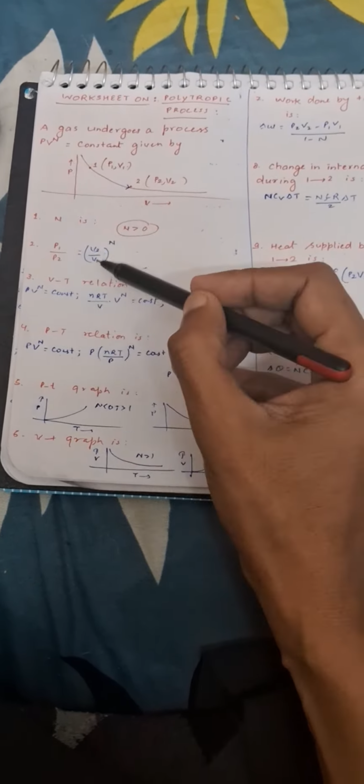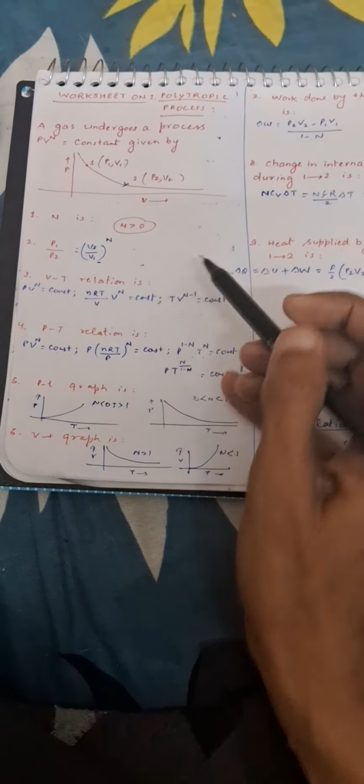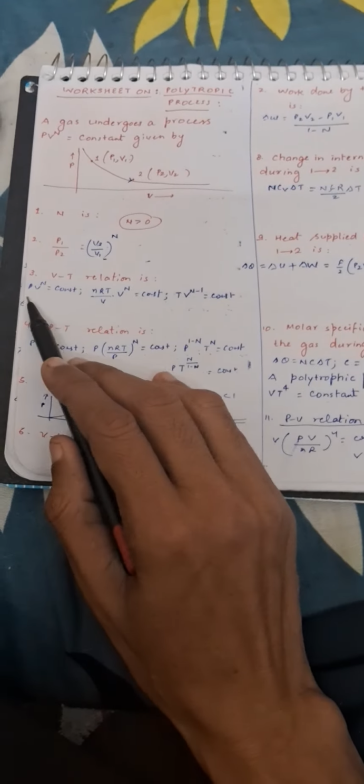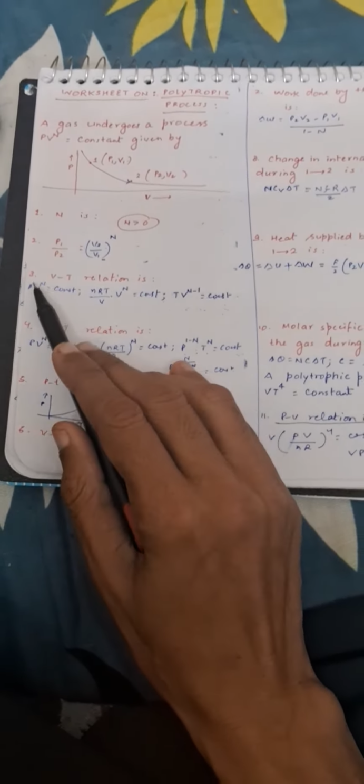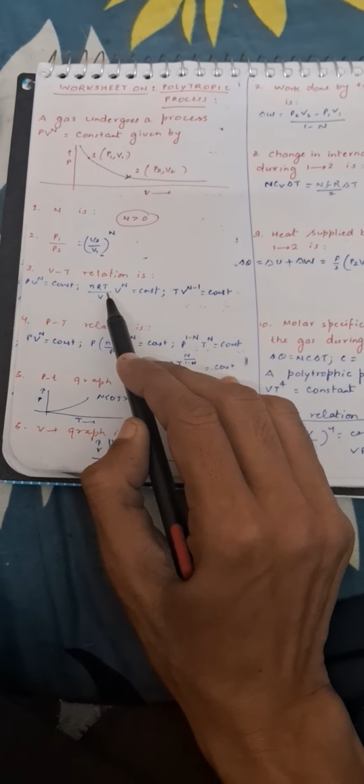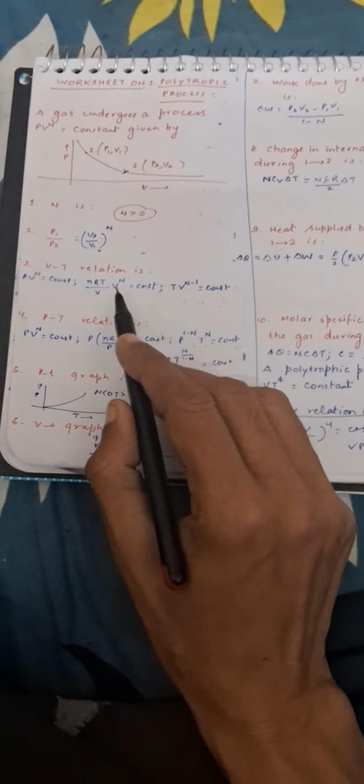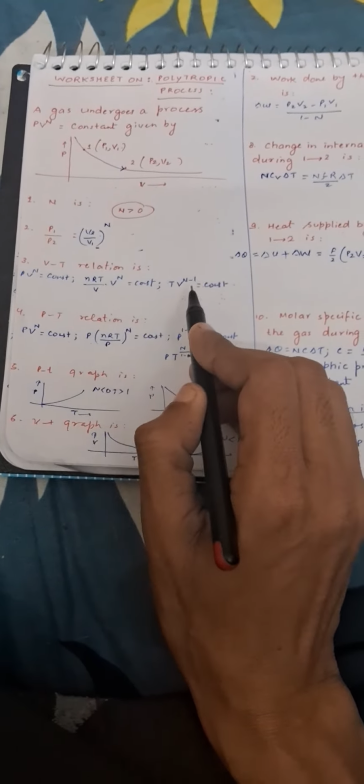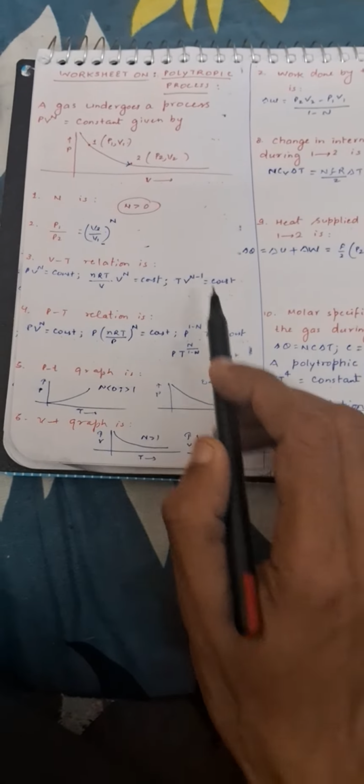Next is P1 by P2. So substituting in the equation, it is (V2 by V1) raised to power n. Next is the VT relation. So we know that PV^n is constant. Substituting P as nRT by V into PV^n constant, we can see that T V^(n-1) will be constant.